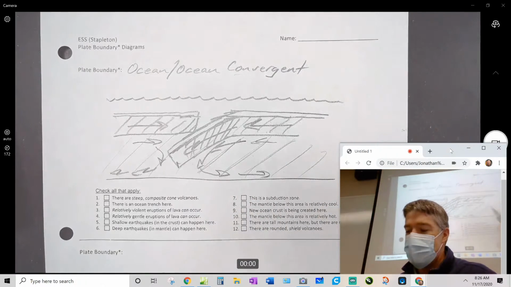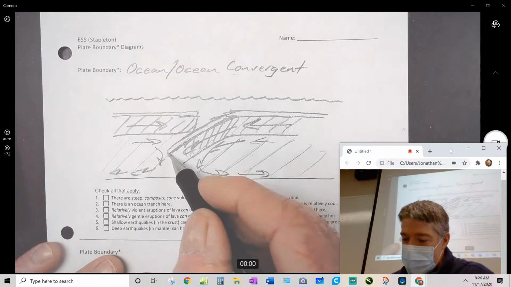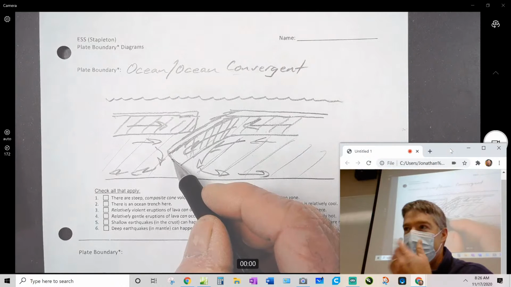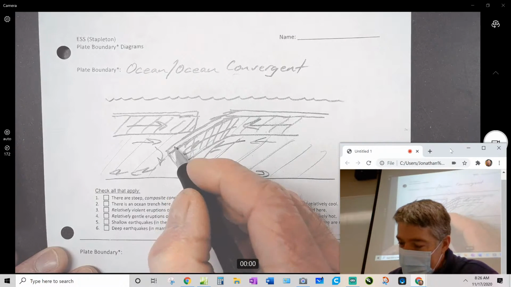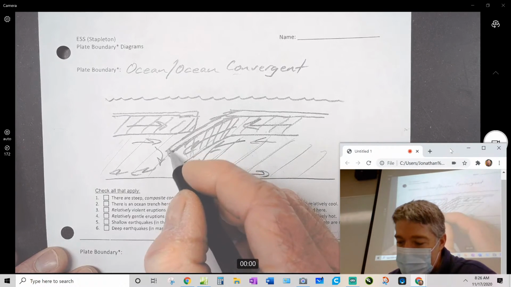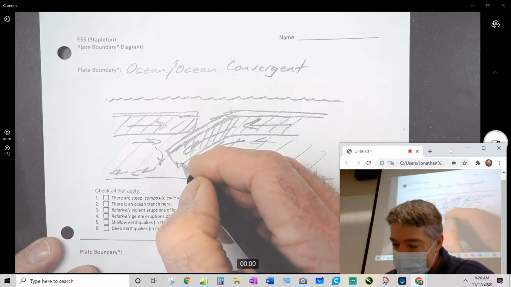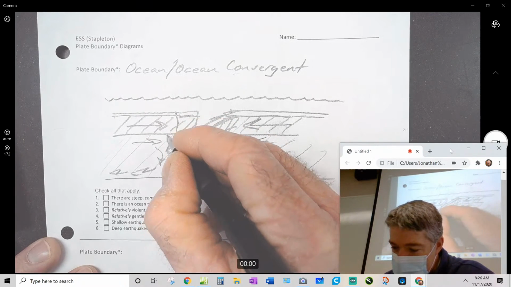All right, what happens next? What else should I draw? Anybody? What's going to happen to this crust as it goes down inside the earth where it's really hot? It's going to melt. And when it melts, this sediment has some water trapped in it. It's going to create gas bubbles and things. And all this melting stuff is going to rise up here.